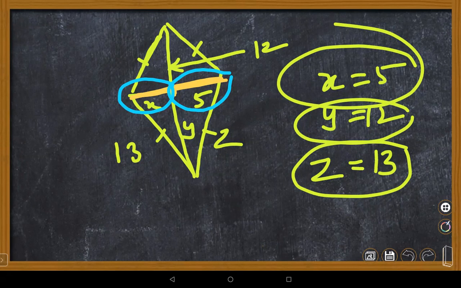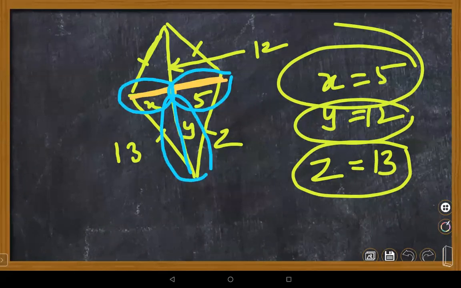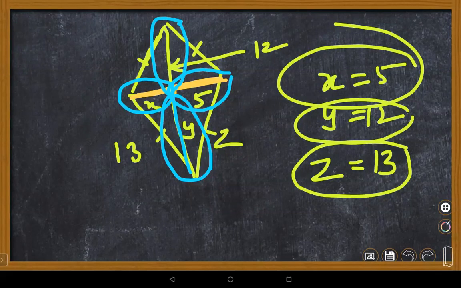The same way, this is the y value. This diagonal divides into two equal regions. So y and 12 both are dividing equally. So y equals 12. Right. You can use many properties.